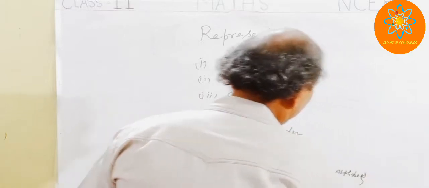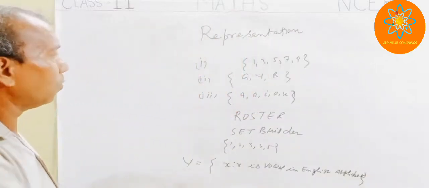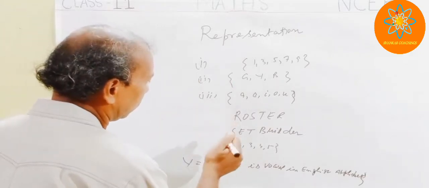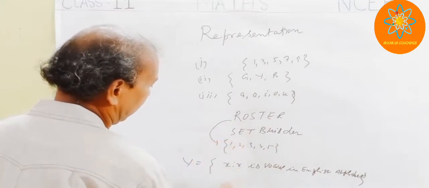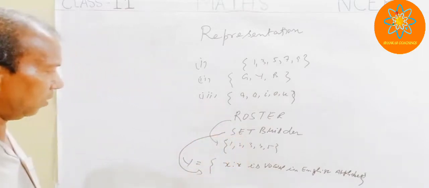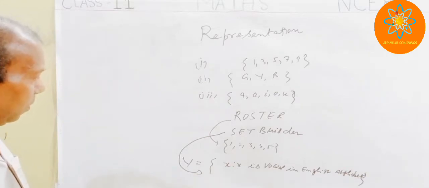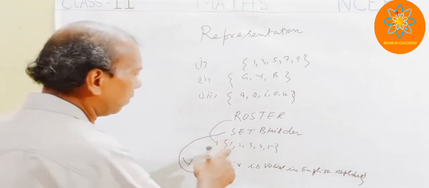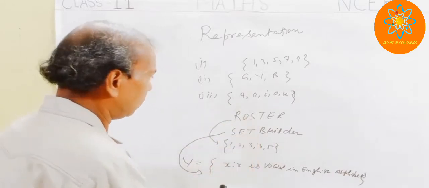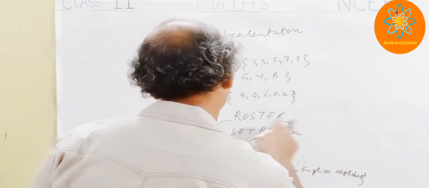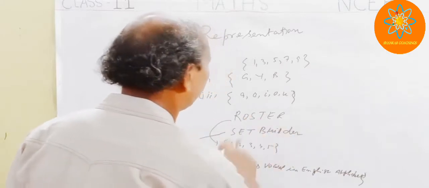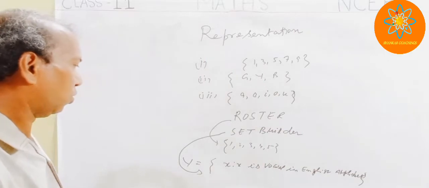So this is how the set is represented in roster form. This one is the roster form and this form is your set builder form. It is given in this way. Mind it, roster form and set builder form can be converted into each other. If the roster form is given, I can change it into set builder form. If the set builder form is given, I can change it into roster form also.